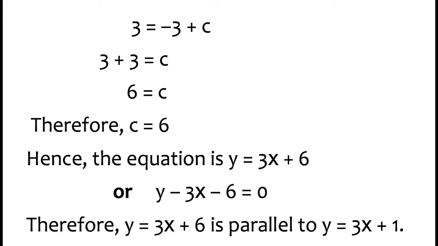Therefore, in this case, our equation becomes y equals 3x plus 6. 6 has replaced c, and c is the constant. So in this case, our constant is 6. So the equation y equals 3x plus 6 could be written as y minus 3x minus 6 equals 0 when you equate everything to 0. Hence, y equals 3x plus 6 is parallel to the given equation y equals 3x plus 1.